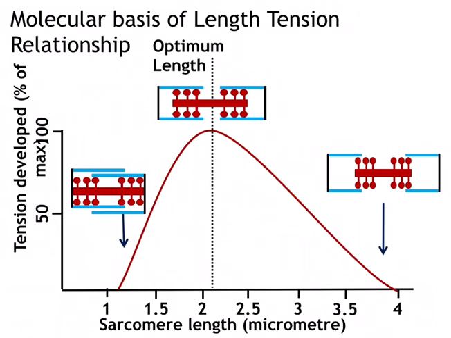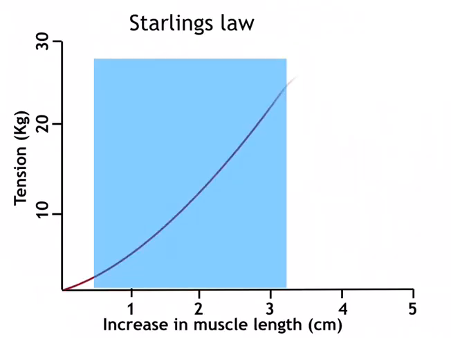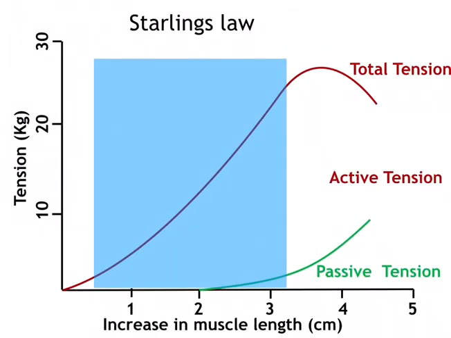Hence, the force decreases. So there is one length of the sarcomere called the resting length, the optimum length, in which there is the maximum number of cross bridges. It is at that point that you have the maximum force. Under physiological conditions, only a certain part of the graph is seen. In the area marked in blue, that is the region that you see. When you look at that region, the force of contraction is directly proportional to the initial length of the muscle. This is called Starling's law.